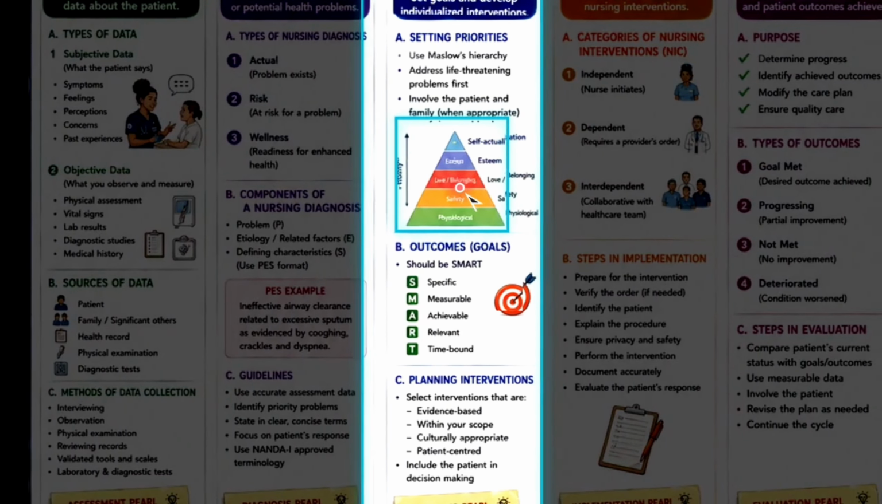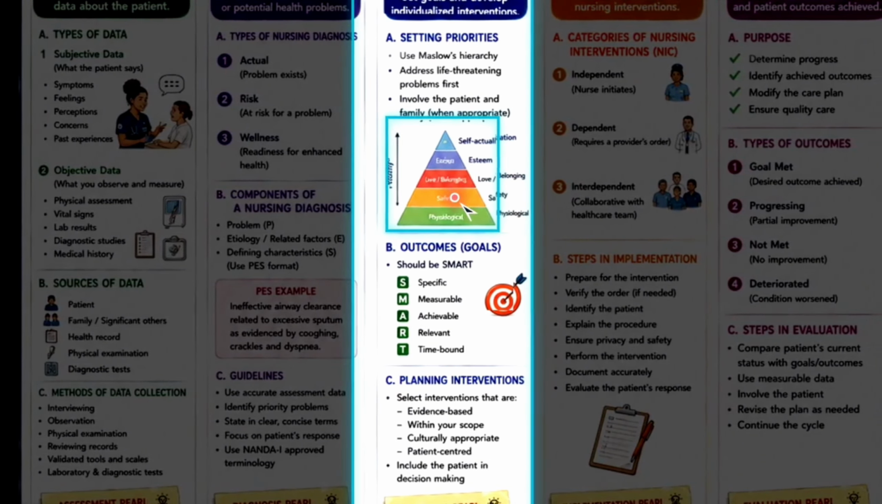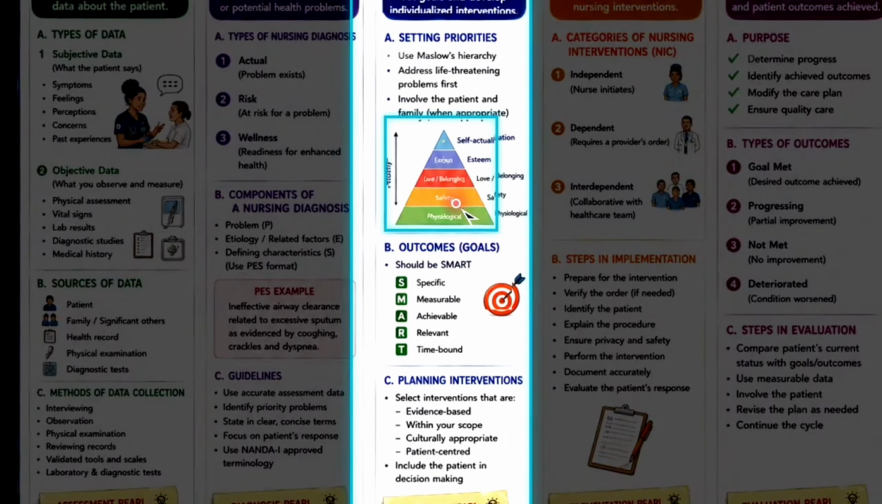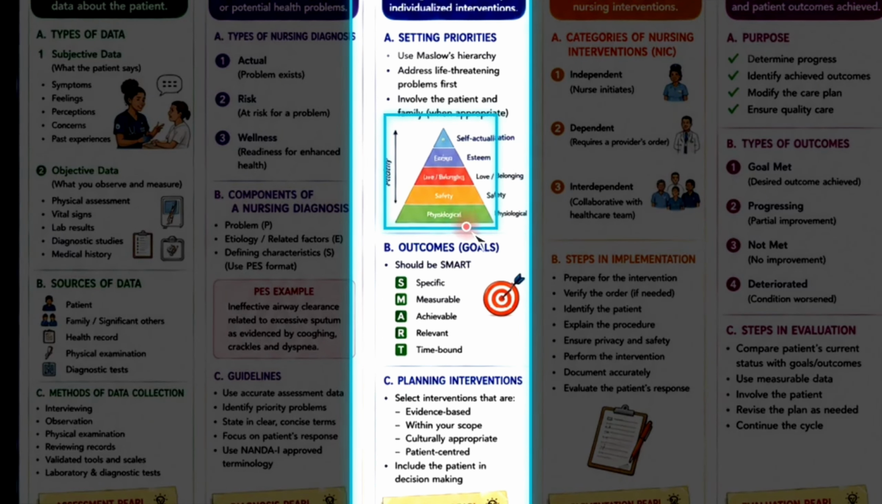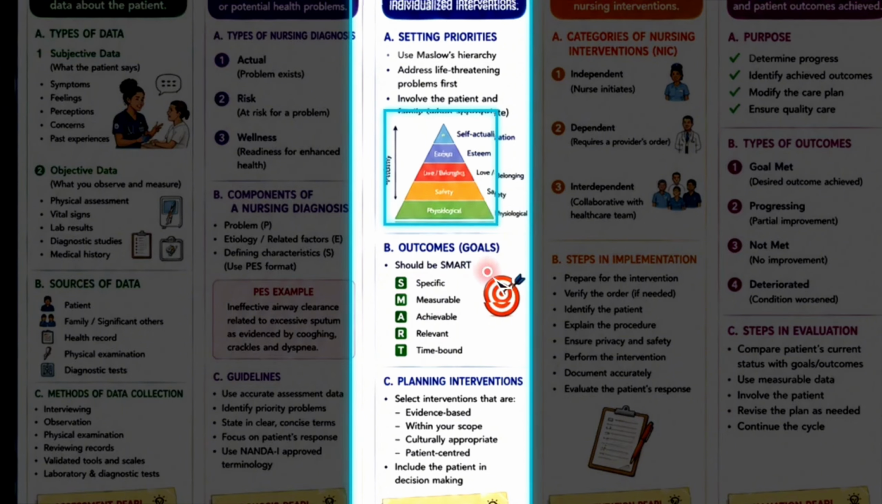First, when setting priorities, clinicians must establish order based on urgency and necessity. We rely heavily on Maslow's hierarchy of needs. Basic physiological survival needs, such as airway, breathing, circulation, oxygenation, and fluid balance, must always be addressed before higher-level needs. Once physiological stability is achieved, we address safety, followed by love and belonging, esteem, and finally self-actualization.